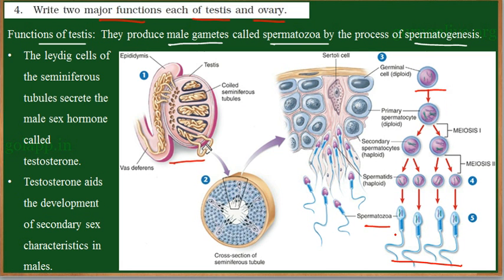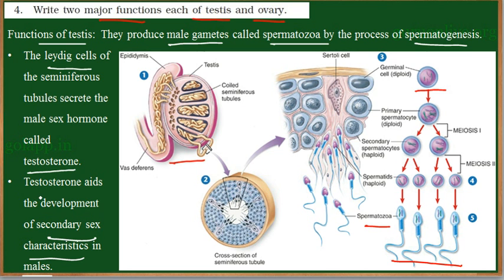So these are called the male gametes, which are produced by the testes. So it is one of the important functions of testes. The next important function is the Leydig cells, which are present in the testes. The Leydig cells of the seminiferous tubule secrete a hormone which is called testosterone. Now this hormone plays an important role. It is required for the maintenance of secondary sexual characters in the male.